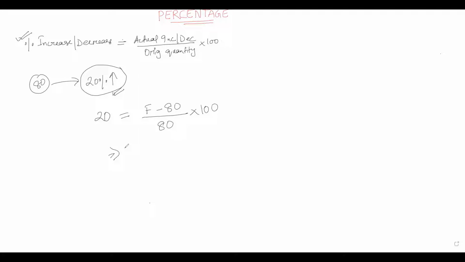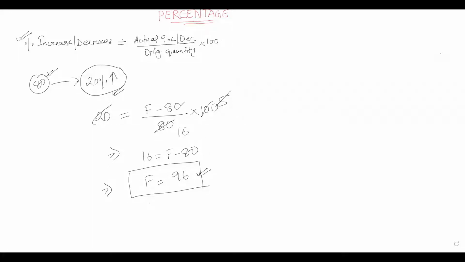Now, if I want to simply solve this, so this would be 20 times 5 and this would be 16. So 16 would be equal to F minus 80, or F would be equivalent to 80 plus 16. So that would be 96. So we can say that the final value of 80 after it has been increased by 20% is simply 96.